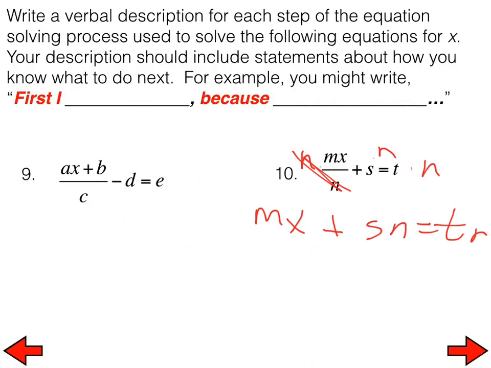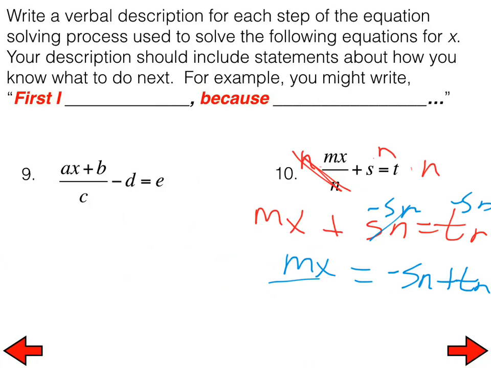And then I would subtract sn from both sides. That gives me mx equals negative sn plus tn. Once again, I rearranged it because I like to put things in alphabetical order. And then divide everything by m. So you would have x equals negative sn over m plus tn over m, or x equals negative sn plus tn, all of it over m. Any questions?